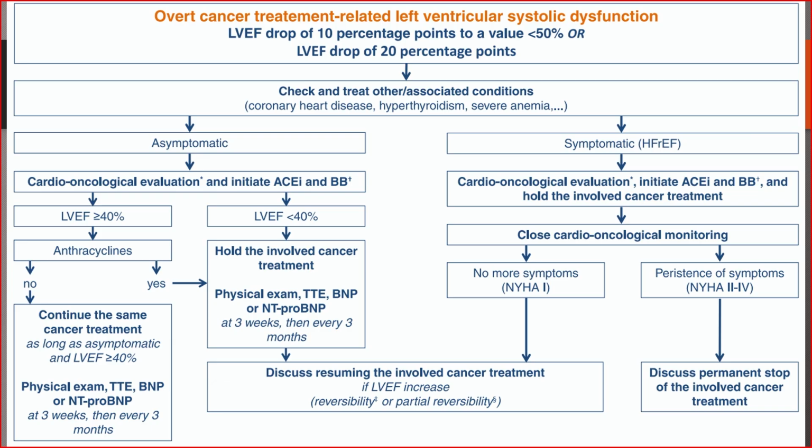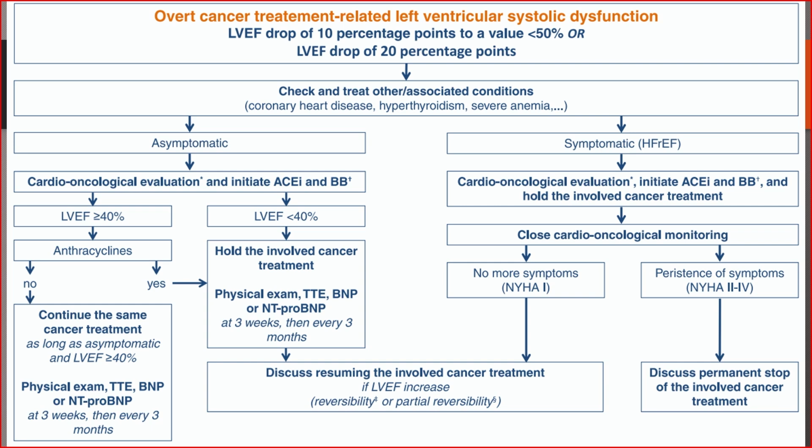But then the subdivision will come into if their EF is less than 40% or more than 40%. If their EF is less than 40%, then the recommendation is to hold the cancer therapy, do regular physical exams, TTEs, BMP, NT-proBNP, and then at some point, if the EF has increased or returned back to where it was, then the recommendation is to discuss potentially reinitiating the cancer therapy.